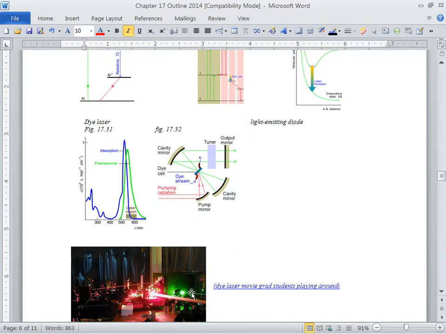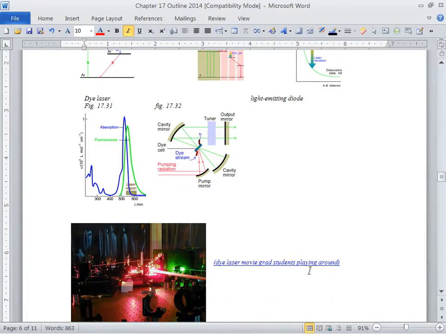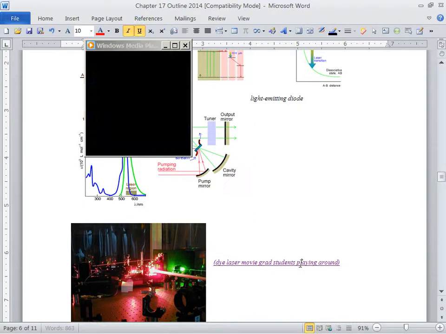So you have a powerful laser coming in, and it strikes this kind of really bad picture of a dye stream. So we're talking about a liquid shooting out of a nozzle, and it does look like a rectangle, and then the green laser shoots right through the center. And then it fluoresces all over the place. So it's really inefficient because the only light it's collecting and getting to resonate is what strikes those two mirrors. Okay. But I found this movie with these grad students playing around in lab, and it kind of gives you an idea of a dye laser.